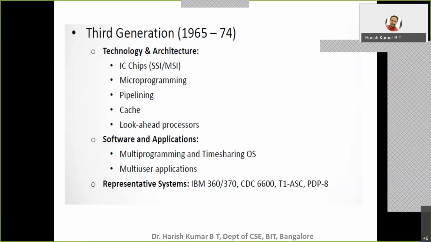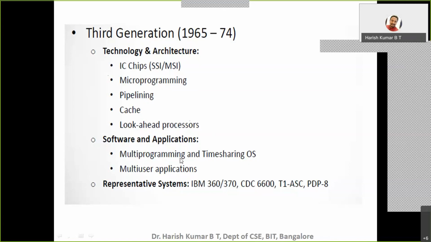Next, this is with respect to the hardware technology. The main thing is the ICs, integrated circuits, and then the multi-programming OS concept came. These are all the concepts which were added to the existing architecture of the 2nd generation computer just to maximize its performance. Next, software and applications.